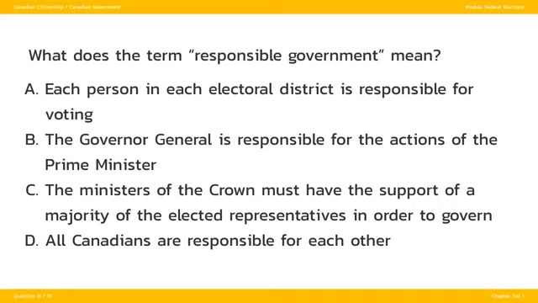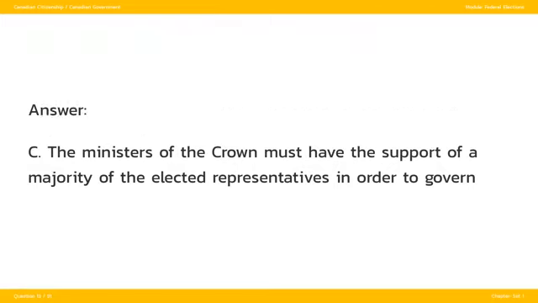What does the term responsible government mean? A. Each person in each electoral district is responsible for voting. B. The Governor-General is responsible for the actions of the Prime Minister. C. The ministers of the Crown must have the support of a majority of the elected representatives in order to govern. D. All Canadians are responsible for each other. The answer is C. The ministers of the Crown must have the support of a majority of the elected representatives in order to govern.